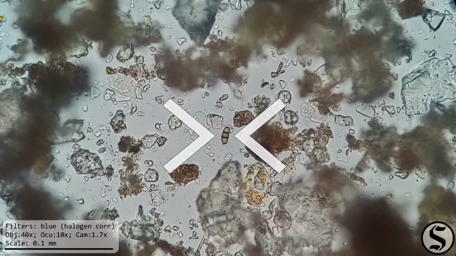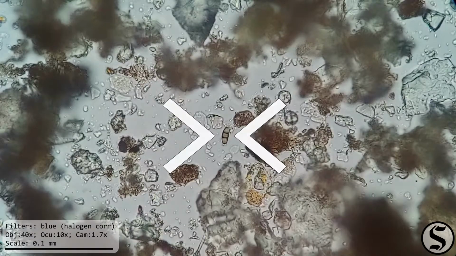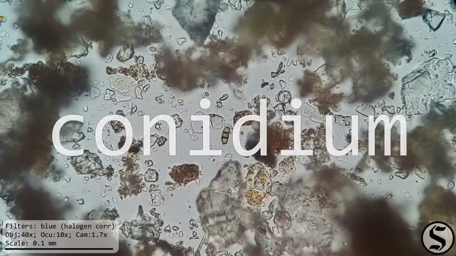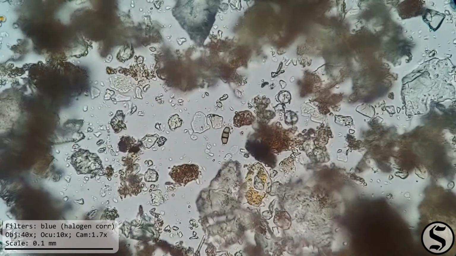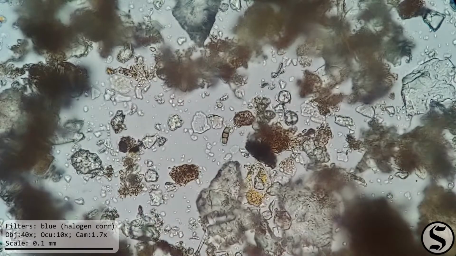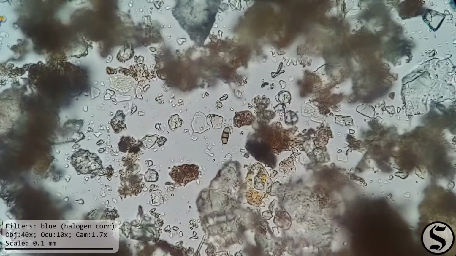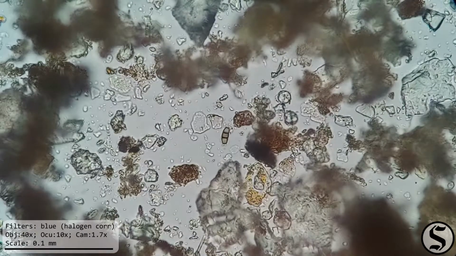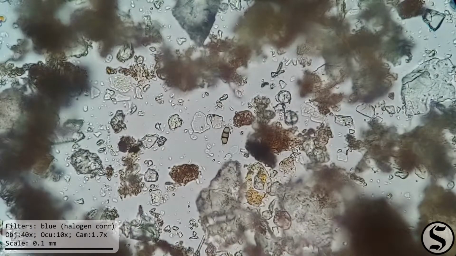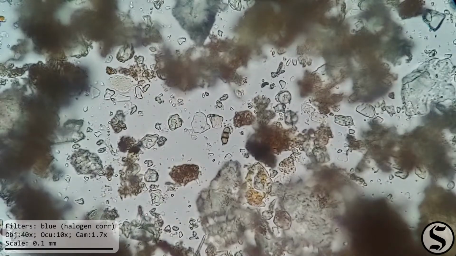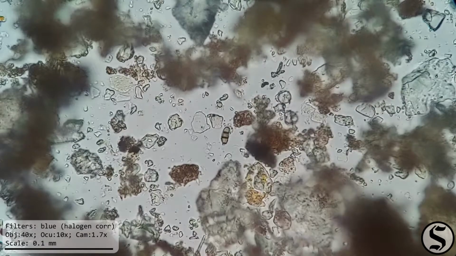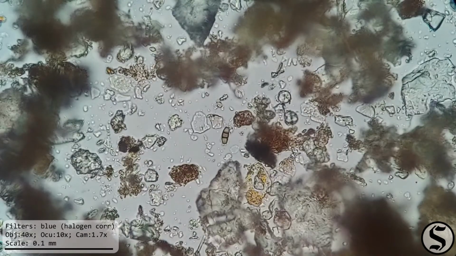And here we have something very interesting. This is a conidium. That's from the Greek conus, dust, and it's made diminutive by the idiom, so conidium means little dust. And they're a type of fungal spore. They're used by certain types of fungus when they reproduce asexually, so these are able to grow into clones of the parent when conditions are favorable.